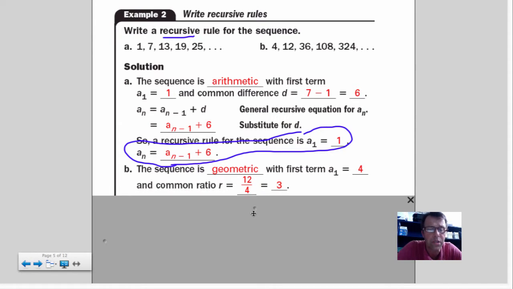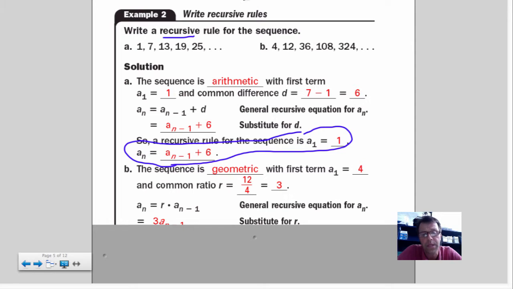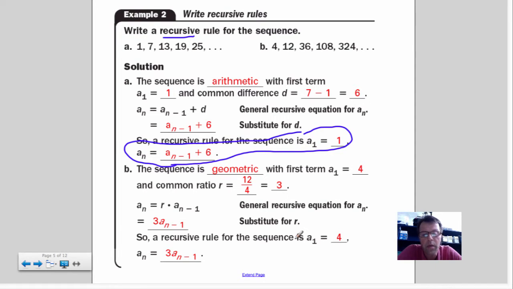The second sequence is geometric. The ratio looks like, quite clearly, you're multiplying by 3. So you would write the rule, and again, you'd have to include the first term.